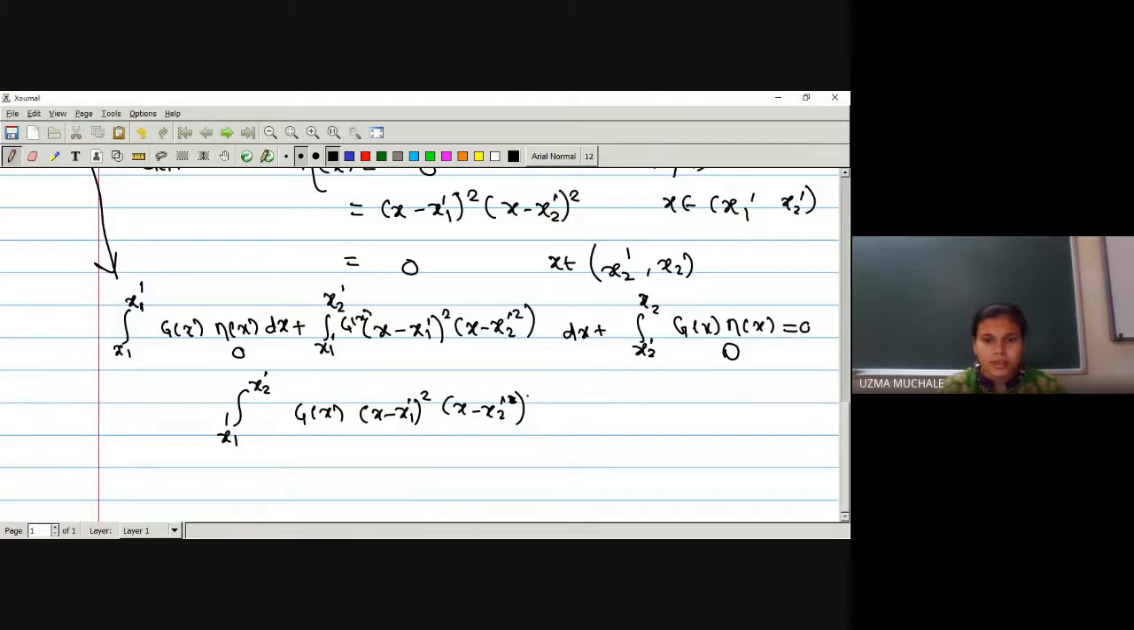sorry, here it should be square to this term, whole bracket is square, which is what is given to us, it is equal to 0. This is our equation, the above equation we have written as it is.